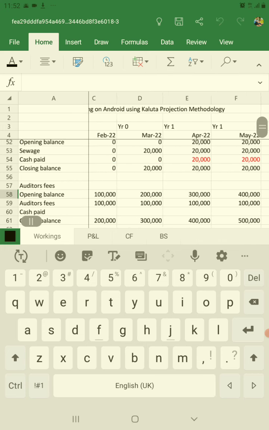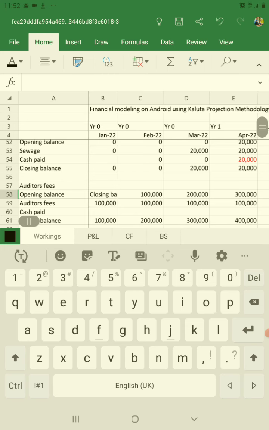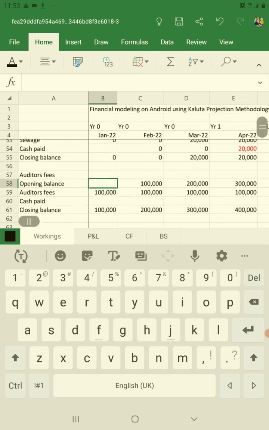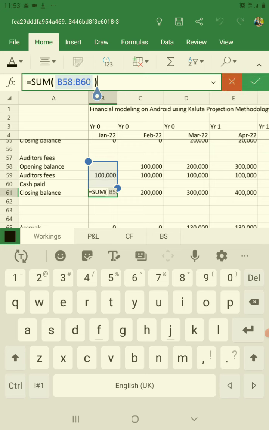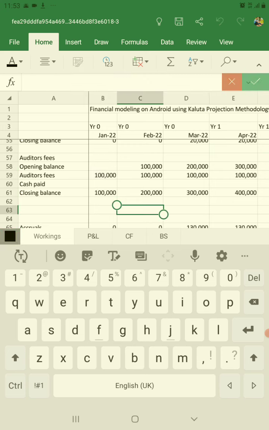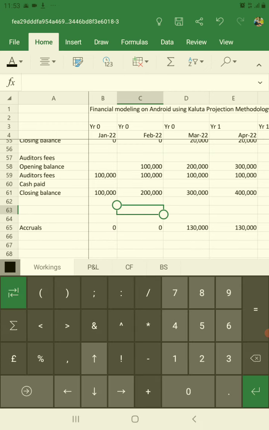Now we are going to accommodate this modeling. What is this one? We have this figure. Let me delete this first, and then let me see if everything is okay. Opening balance, auditor's fees, cash paid, and what is the formula here? It has covered since there. Okay, so it's fine. Now let us incorporate these figures into our financials.